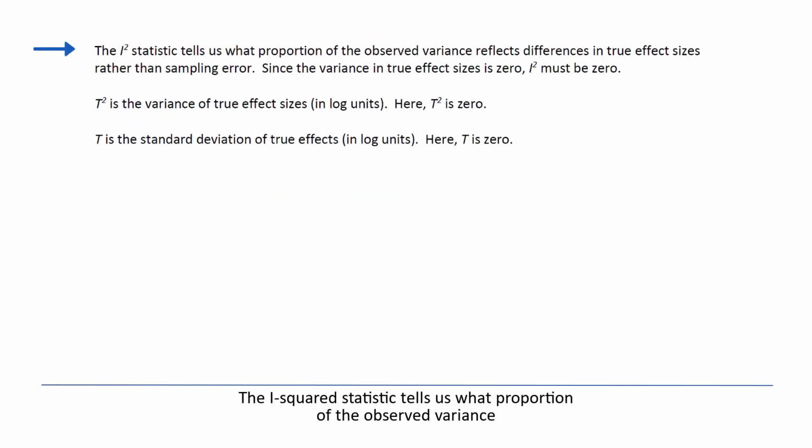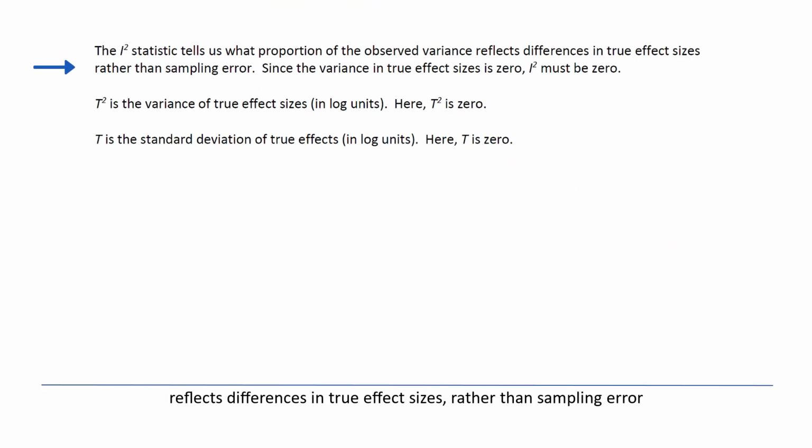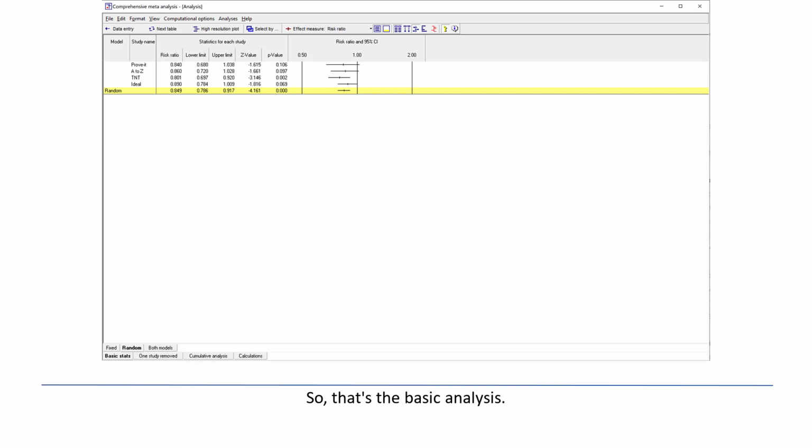The I-square statistic tells us what proportion of the observed variance reflects differences in true effect size rather than sampling error. Since the variance in true effect sizes is estimated as 0, I-square must be 0. Tau square is the variance of true effect sizes in log units. Here, tau square is 0. And finally, tau is the standard deviation of true effect sizes in log units, and here, tau is 0. So that's the basic analysis.